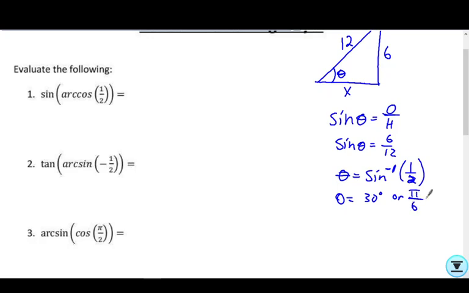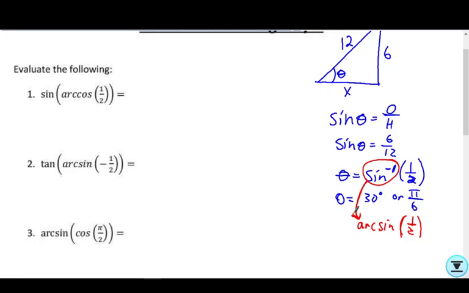Now, this right here, this is arcsine. So basically evaluating arcsine of 1/2 is the same thing as this. Okay, so we've done this before. So when we're looking for an angle measure, we use the inverse trig functions. So for instance, number 1.